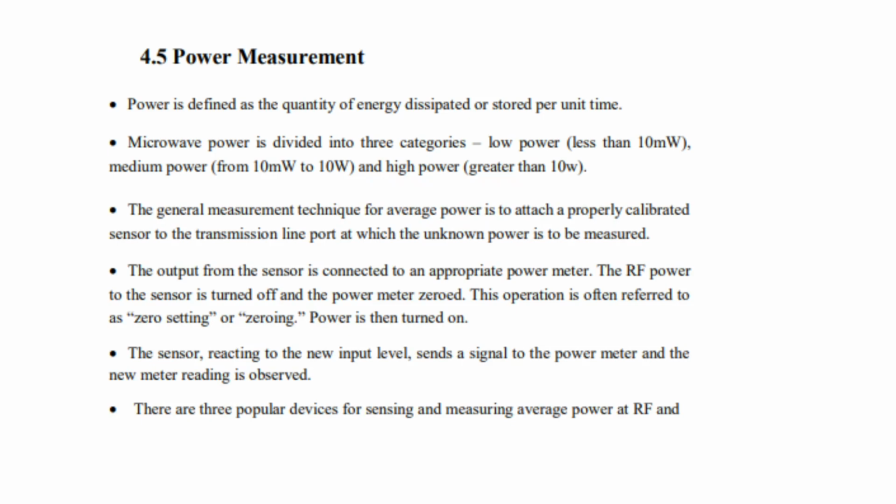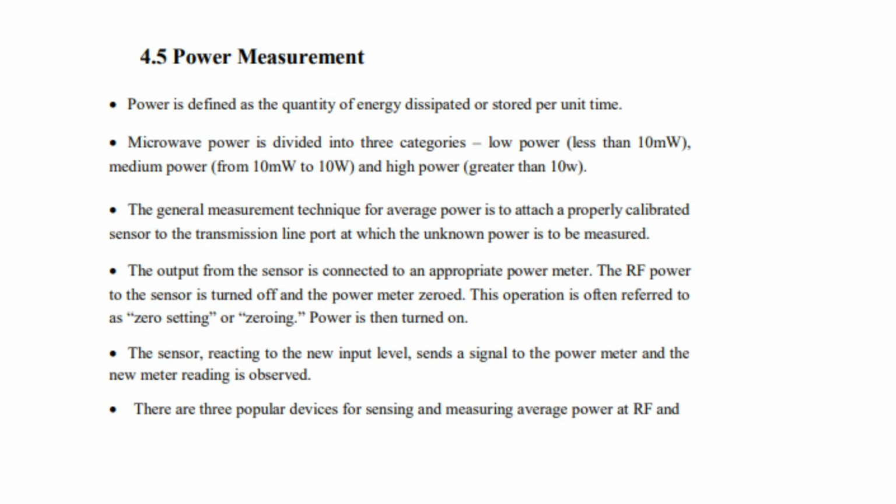Hi all, today we are going to discuss measurement of power. Power is defined as the quantity of energy dissipated or stored per unit time. This power is divided into three categories: low power, medium power and high power. Low power is less than 10 milliwatt, medium power is from 10 milliwatt to 10 watt, and high power is greater than 10 watt.